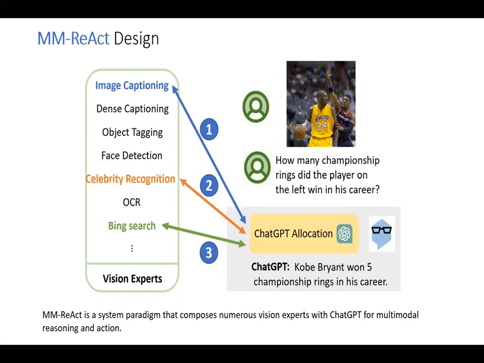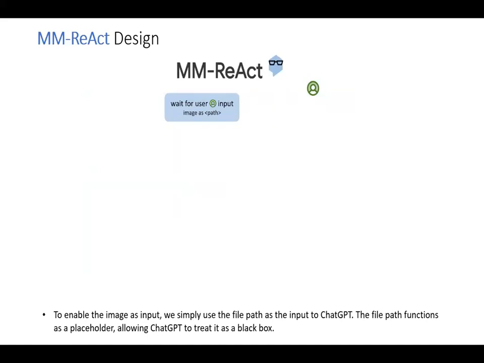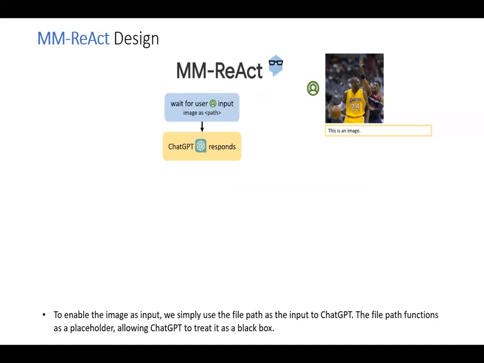The user intent can be a question like the one showing here: How many championship rings did the player on the left win in his career? And next we will show a breakdown of the planning and execution steps behind the scene and explain in detail how MMReact works. As ChatGPT only accepts language inputs, to enable image as input to ChatGPT, we simply use the file path as the input. The file path will function as a placeholder, allowing ChatGPT to treat it as a black box. So upon receiving this file path, ChatGPT will recognize, oh, it stands for image input.